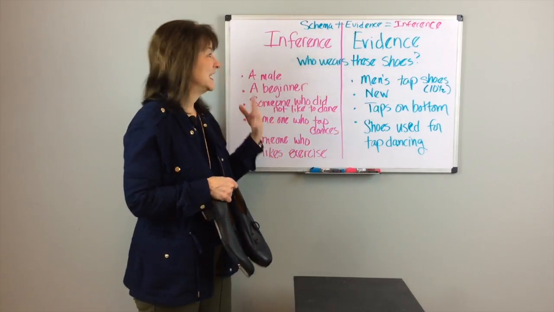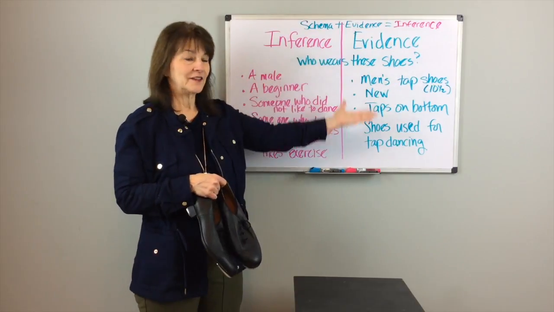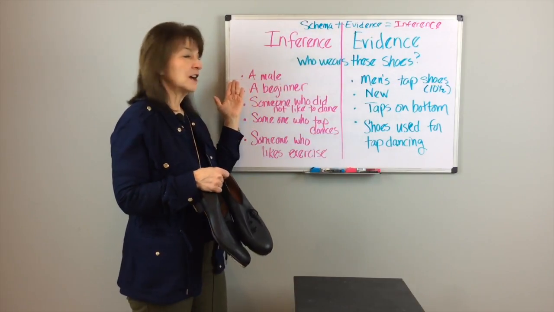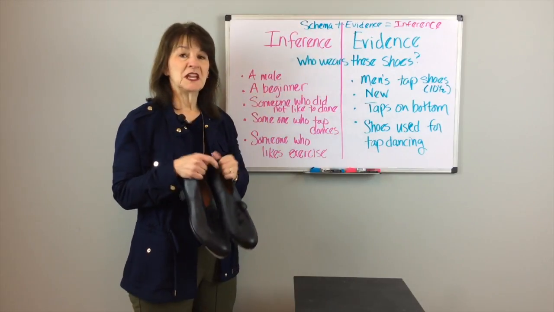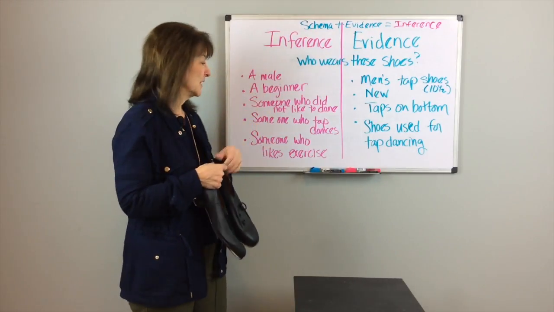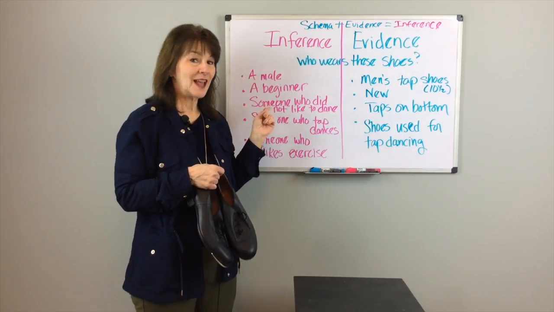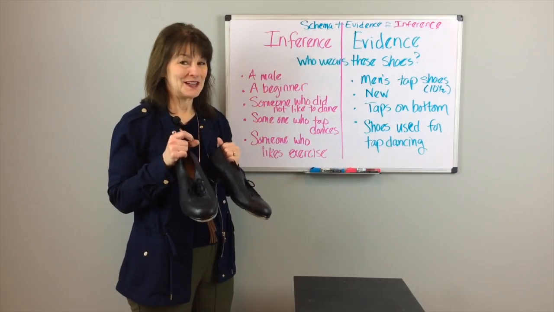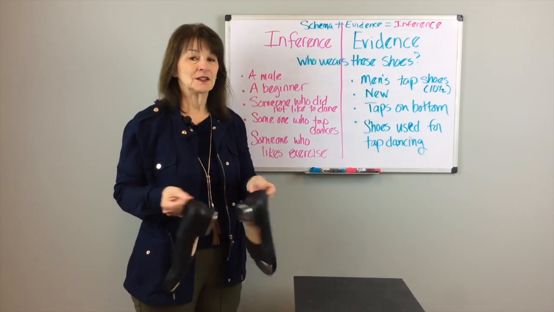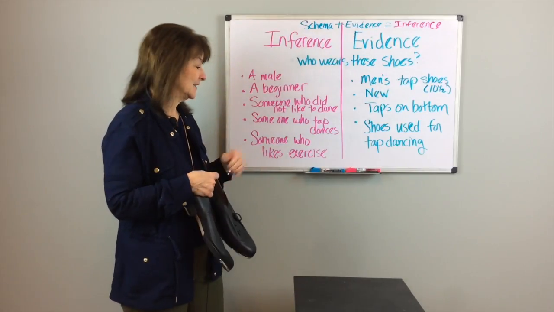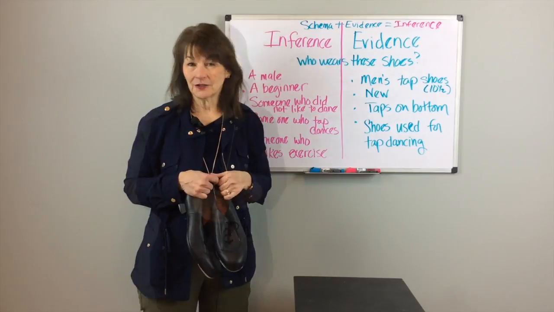So what can we infer from this evidence? That these are shoes that belong to a male. We can infer that it's probably a beginner because they're new. Or maybe it's someone who didn't like to dance because they're still new and not worn. Someone who tap dances because, of course, the taps. And someone who perhaps likes to exercise.